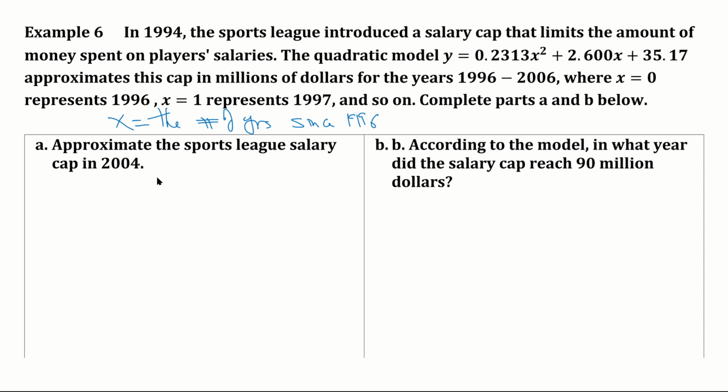All right, so basically we first need to figure out what the value of x is going to be for 2004, right? Now, to do that is very simple because remember, x is the number of years since 1996. So x here is going to be 2004 minus 1996, just like that, very simple. So, and that will be 8.